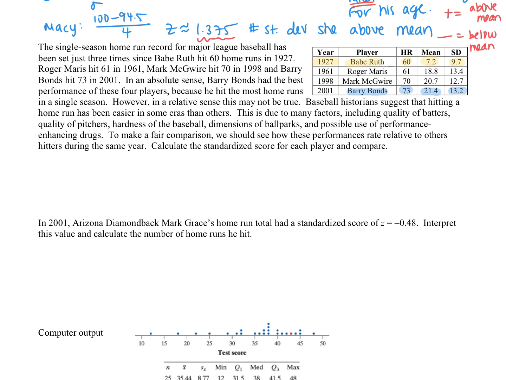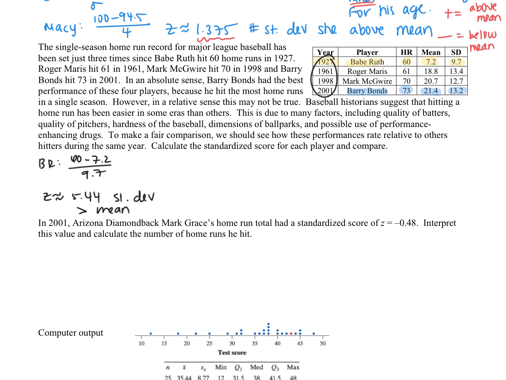Because the means change for each of the years, and so do the standard deviations, really the most fair way to compare is to calculate a z-score. So that's what we're going to do. I'm going to do Babe Ruth first. So I'm going to take his home runs, subtract the mean, and divide by the standard deviation. So for Babe Ruth, that gives a z-score of about 5.44. So Babe Ruth scored about 5.44 standard deviations more than the mean in 1927.